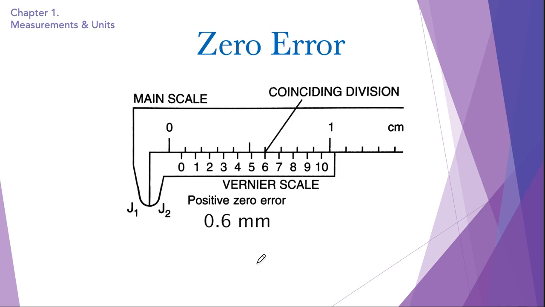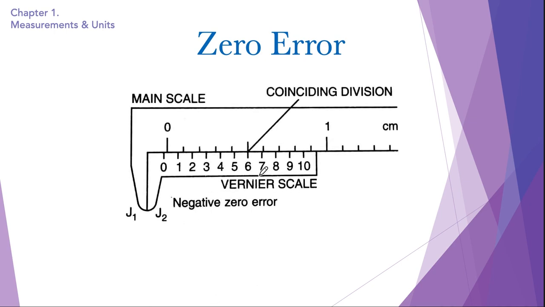Now, if I am going to read a negative zero error, then I would read the vernier scale from this 10 basically, not from this side, but from this side. So this 10 is going to become 0 and 9 is going to become 1. We read it from this side because it is a negative zero error. If it is a positive one, we read it from here, but if it is a negative one, we read it in reverse. So 0, 1, 2, 3, 4. So 4 in this case is the zero error. Minus 0.4. Remember, always write the minus.